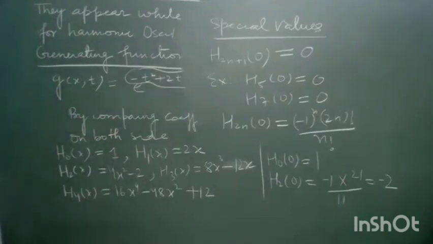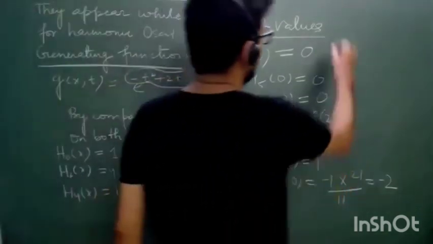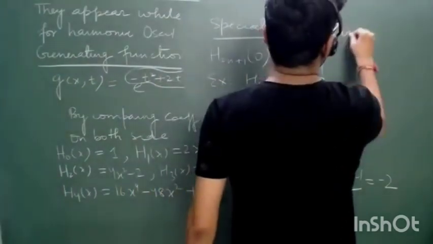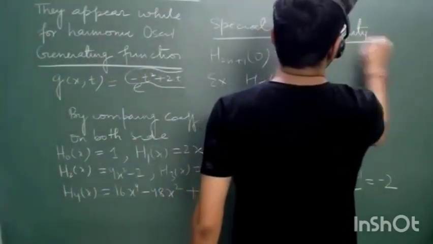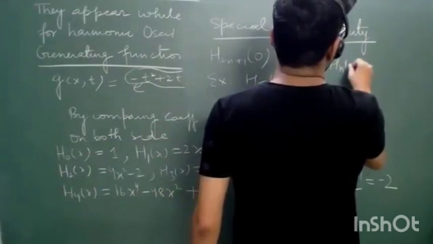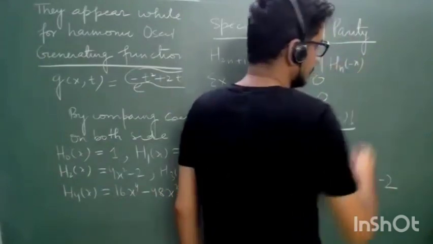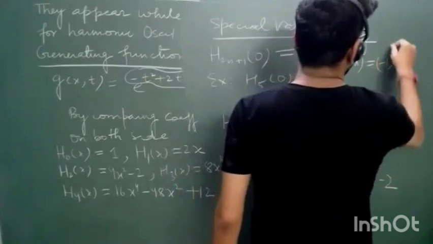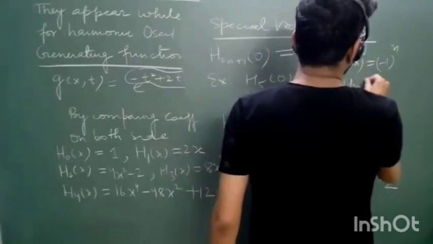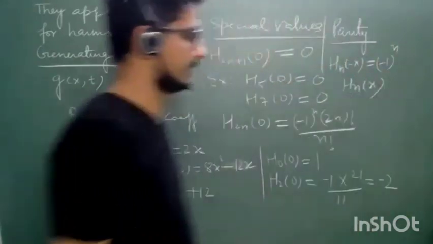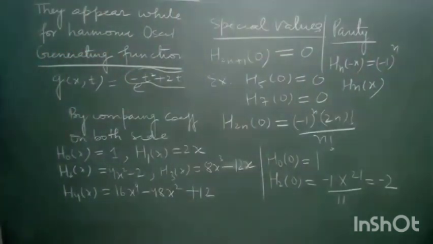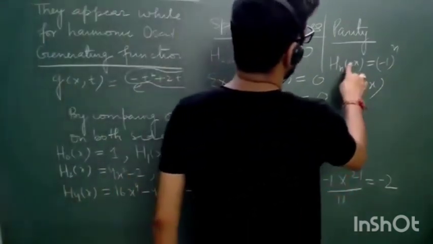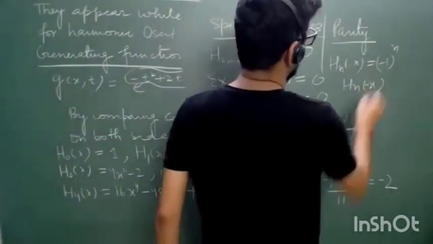So next thing is the parity relation. That is also very straightforward. The parity relation. So suppose I have hn of minus x. So that will be equal to minus 1 to the power n hn of x. So any polynomial with minus can be calculated using this parity relation, hn of x. So actually we write it like this: hn of minus x is equal to minus 1 to the power n hn of x.